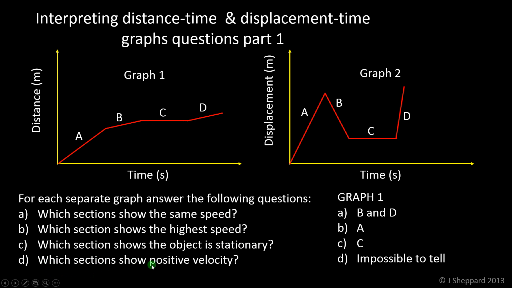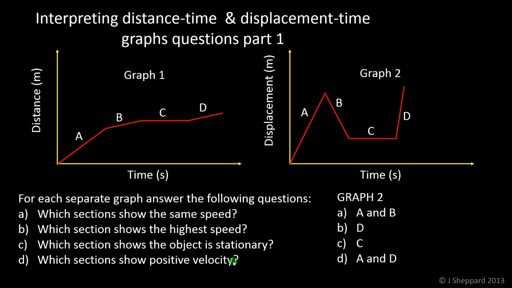And then which sections show positive velocity? Well, this was kind of mean, it was a trick question. It's a distance time graph, graph 1, so we cannot tell which direction we're moving in, and therefore we can't tell which are the positive velocity sections. We can only tell about the speed.